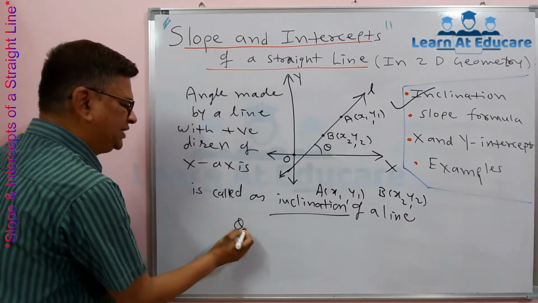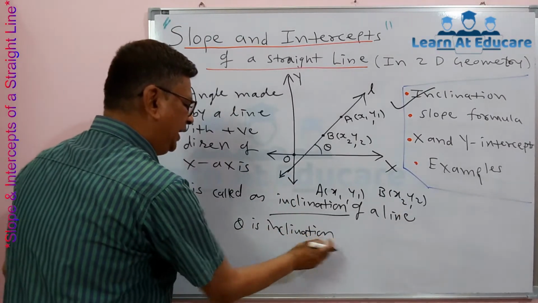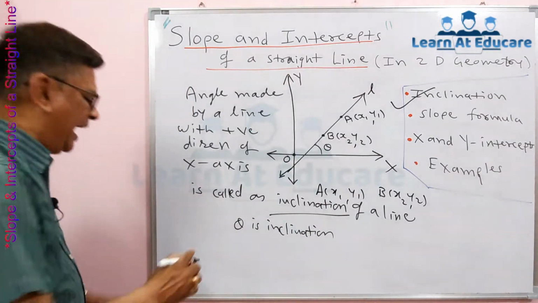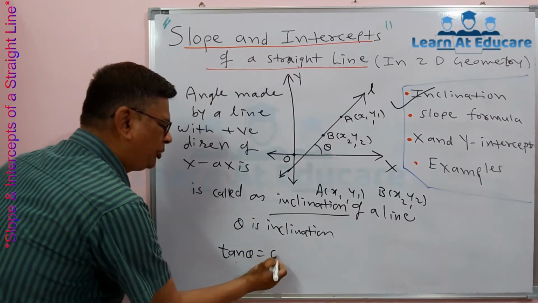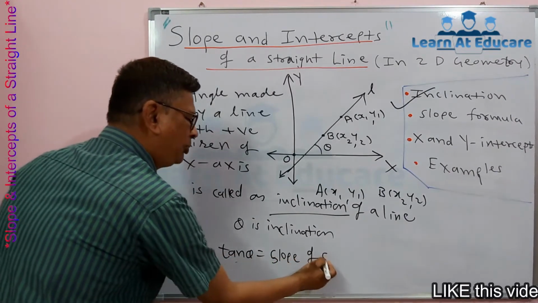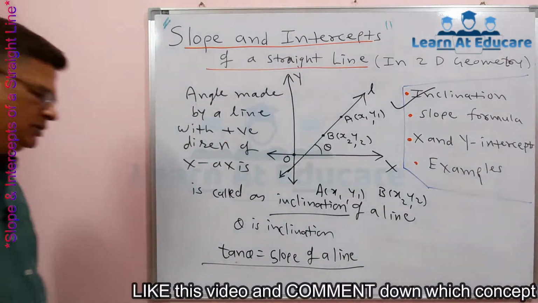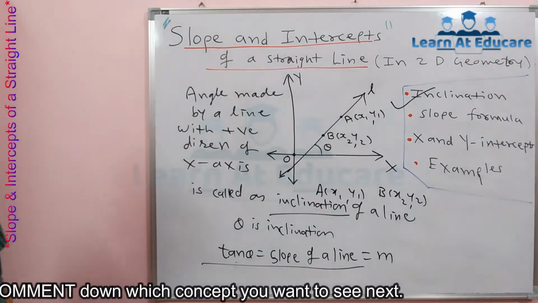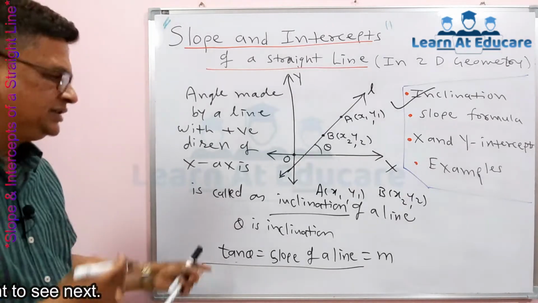Here theta is inclination, and remember, if theta is inclination of a line, then tan theta gives slope of a line. So what is slope of a line? In terms of inclination, we have this formula. Slope is denoted by small m. Slope in terms of inclination is tan of inclination, that is tan theta.